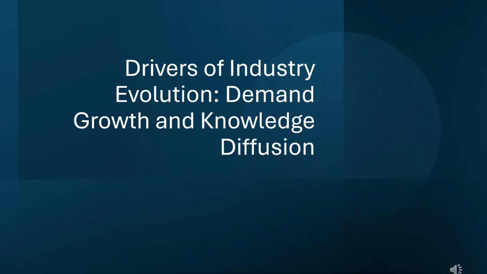So, what are the main things that cause industries to evolve? Two big factors are demand growth, whether more or fewer people want the product, and knowledge diffusion, how quickly information and skills spread about how to make and sell the product. These two things really drive how an industry moves through its life cycle.